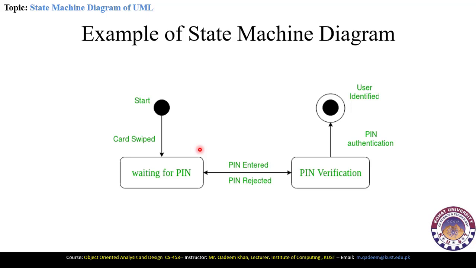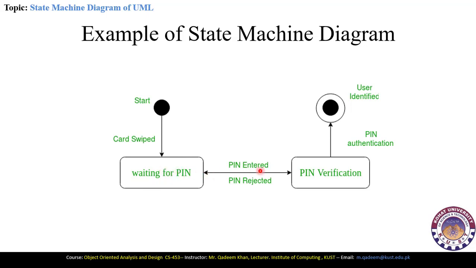It is used to verify the pin code when the card is swiped. First of all, we have the starting state, and this is the ending state where the user will be successfully identified. In the start state, when the card is swiped or inserted into the card scanning machine, we have the card swiped transition, and the waiting for the pin state is called, meaning that the system will wait for the pin code provided by the customer.